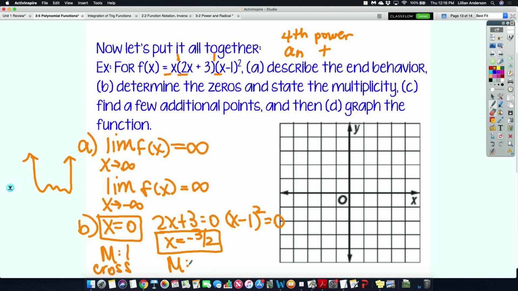What's the multiplicity for this factor? So at -3/2, the graph is going to cross again. And when I solve the other one out, x equals 1. What's the multiplicity here? Which means the graph is going to touch.